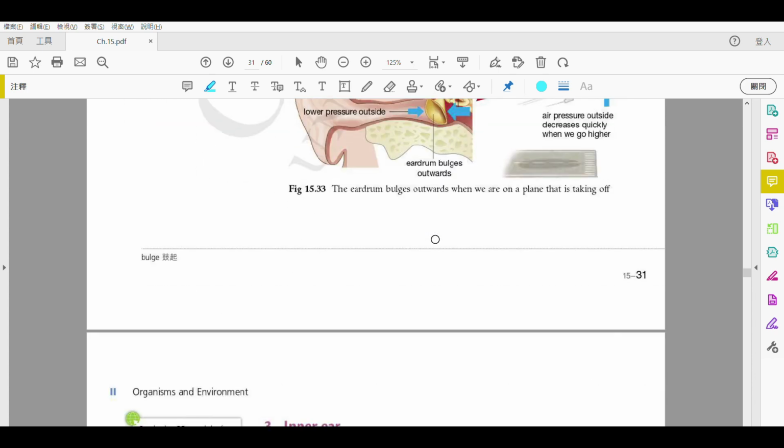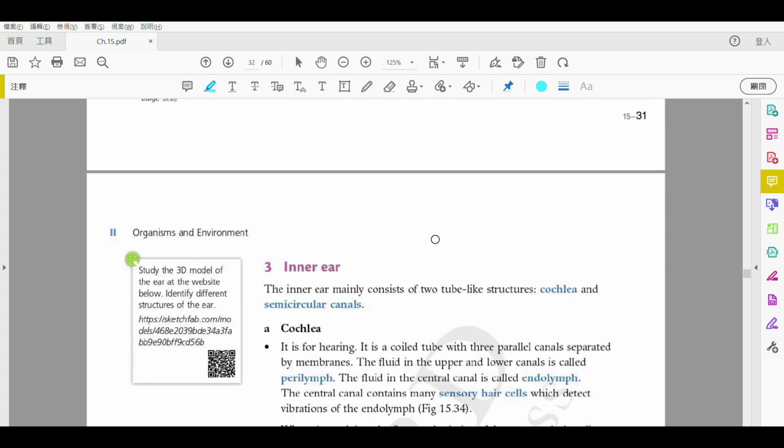Okay, so in the next video, we're going to continue talking about the inner ear and mainly about the cochlea and the round window.